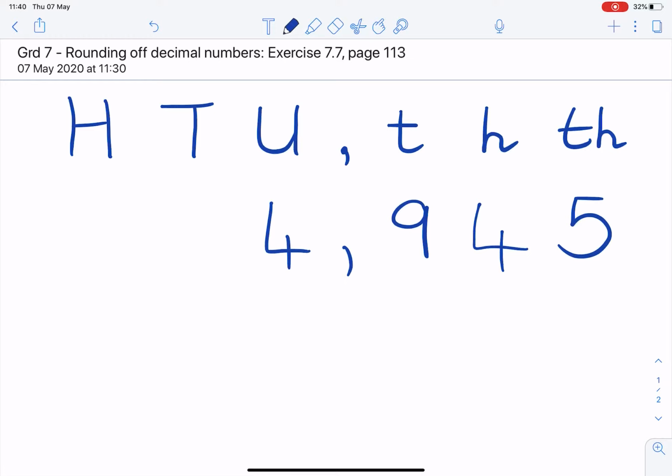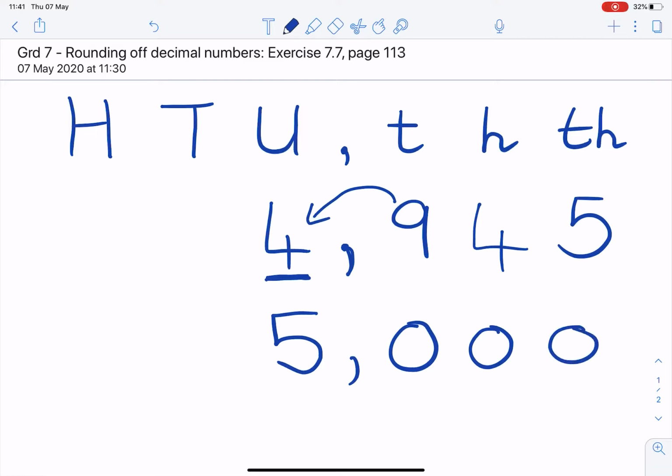4,945. Now if I want to round that off to the nearest whole number, the nearest whole number is the first number on the left of the decimal comma. So we are interested in the 4. The 9, which is the guy next door, tells the 4 what to do. And 9 tells the 4 to go up to 5. And then remember, the guy next door and all his friends become zeros. You don't have to include all these zeros. Your answer is 5. Let's look at another one.